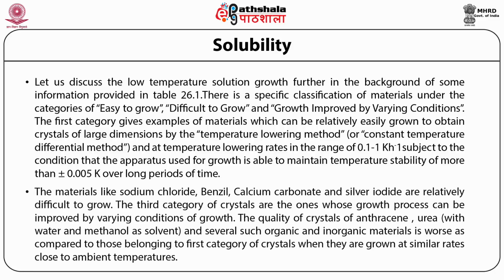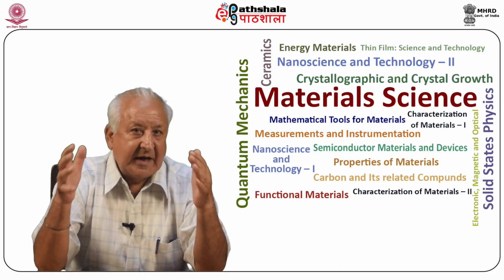Materials like sodium chloride, benzil, calcium carbonate, and silver iodide are relatively difficult to grow. The third category of crystals are the ones whose growth process can be improved by varying conditions of growth. The quality of crystals of anthracene, urea, with water and methanol as solvent, and several such organic and inorganic materials is worse as compared to those belonging to the first category when they are grown at similar rates close to ambient temperatures. Preliminary experiment.